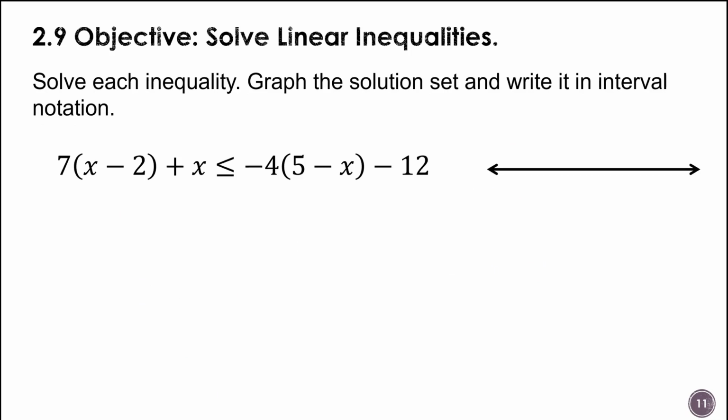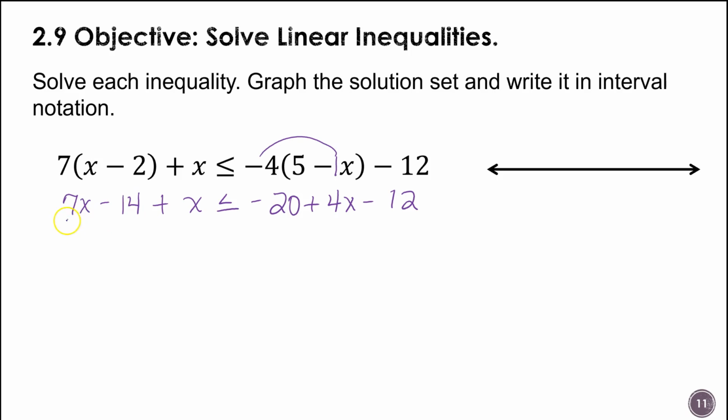Oh, this one's kind of long, huh? Okay, so here we go. I'm going to distribute the 7. So 7x minus 14 plus x is less than or equal to -20. It's a -4 times a -1x, so that's plus 4x minus 12. I'm trying to write a little smaller so I don't run out of room.